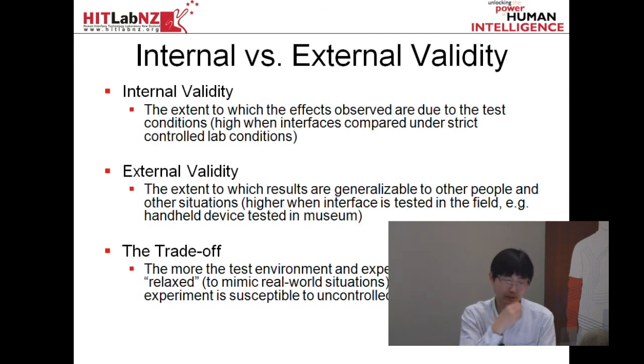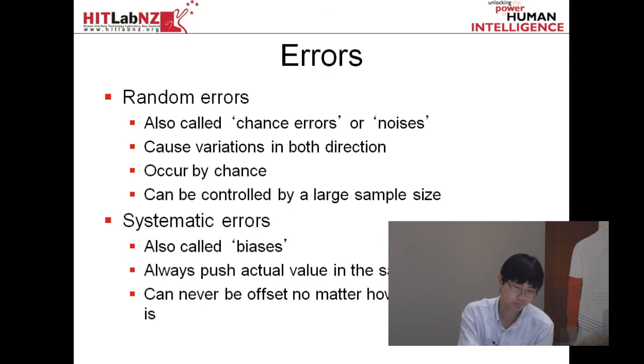So again, this is a trade-off between how you are going to control certain variables or not. The more you control, the more valid it becomes internally because you ruled out all of the random error sources. But in that way, you might end up making it less generalizable because it might not reflect the actual situation where the user uses the interface.